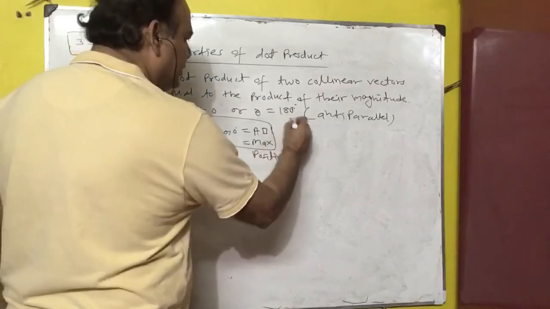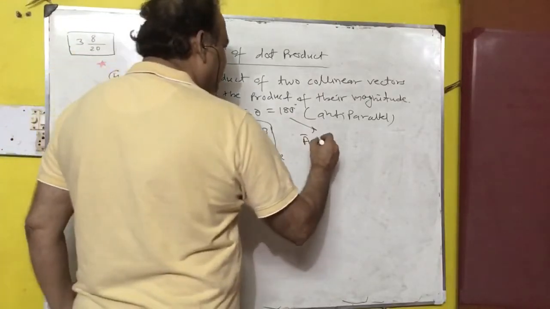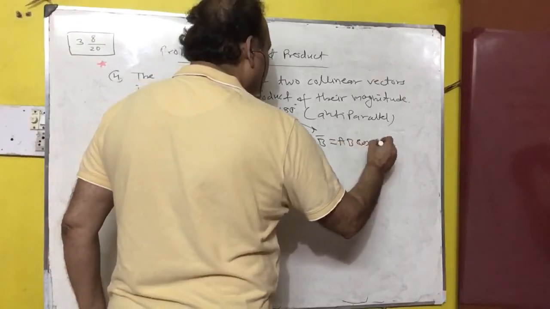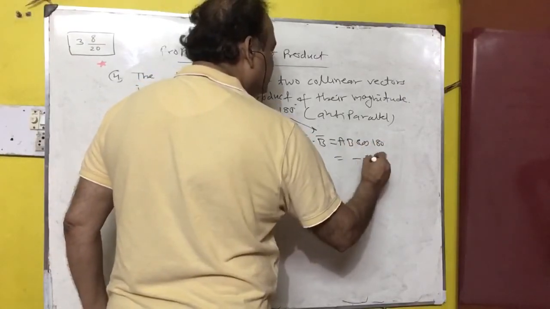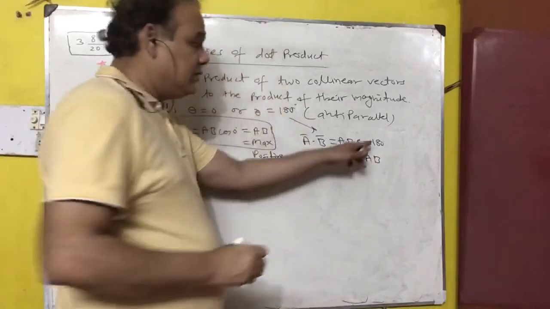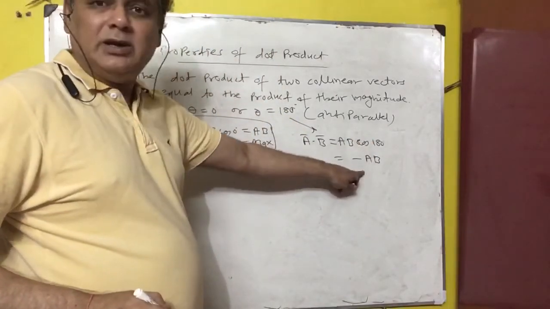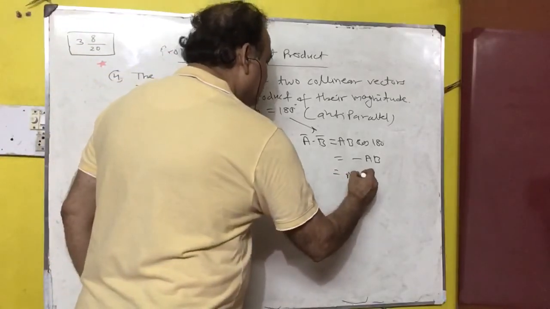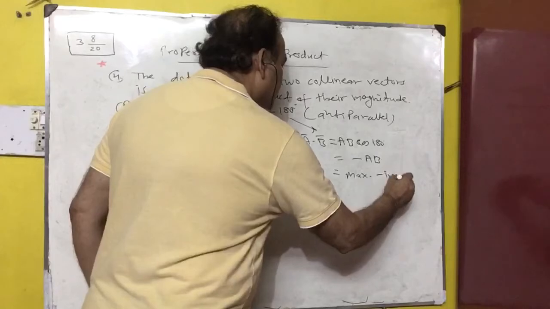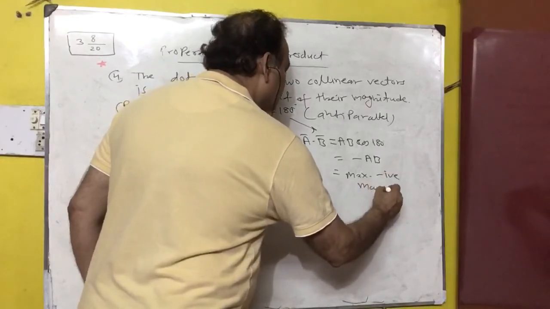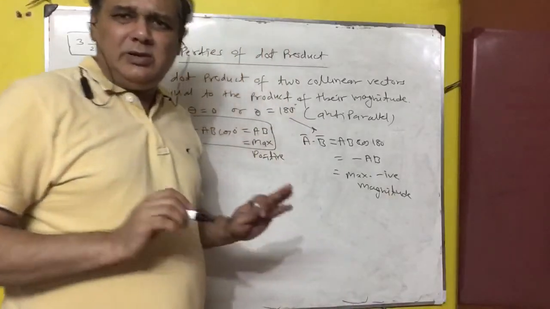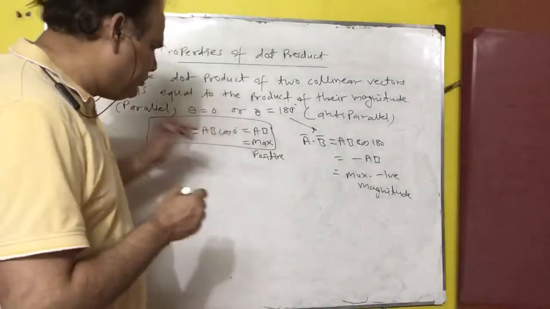सपोज यू आर टेकिंग 180, so a vector dot b vector is equal to ab cos 180, and cos 180 is minus 1. It is minus 1, तो minus ab आ गया, and minus ab means मैक्सिमम नेगेटिव मैग्नीट्यूड. तो मैग्नीट्यूड पॉजिटिव या नेगेटिव, इट इज मैक्सिमम.